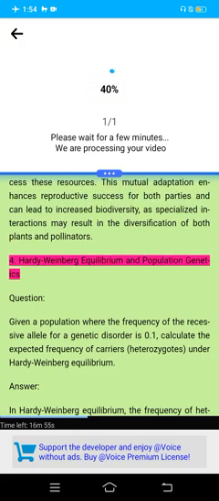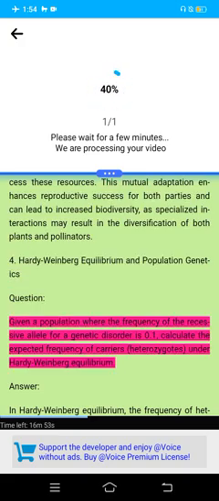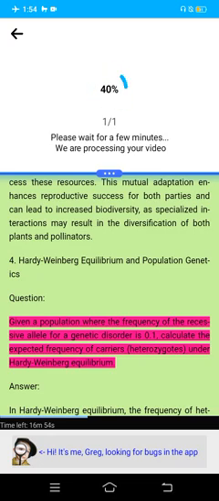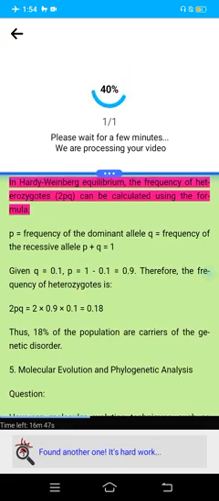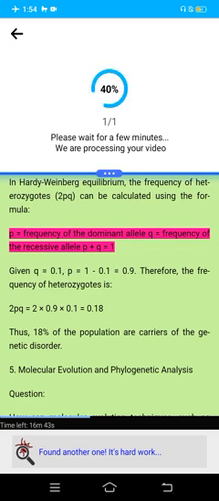4. Hardy-Weinberg equilibrium and population genetics. Question: Given a population where the frequency of the recessive allele for a genetic disorder is 0.1, calculate the expected frequency of carriers (heterozygotes) under Hardy-Weinberg equilibrium. Answer: In Hardy-Weinberg equilibrium, the frequency of heterozygotes, 2pq, can be calculated using the formula: p equals the frequency of the dominant allele, q equals the frequency of the recessive allele, p plus q equals 1.